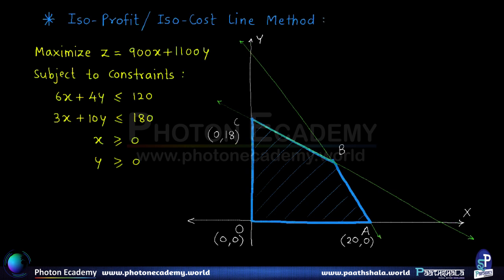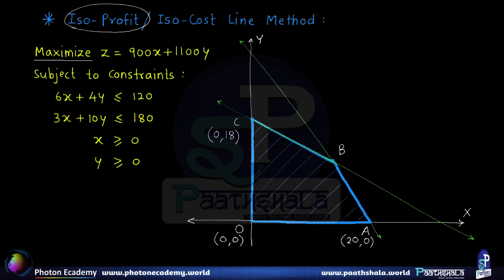Now one point regarding the nomenclature: if it's a maximization problem, then we use the wording isoprofit line, and if it is a minimization problem, then we use the wording isocost line, right? Okay, now what is this method? Let's first consider the isoprofit line method for a maximization type of LPP.